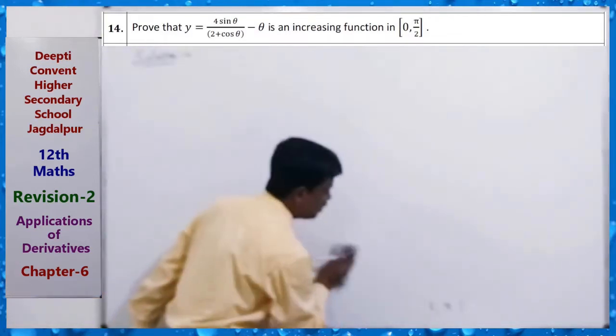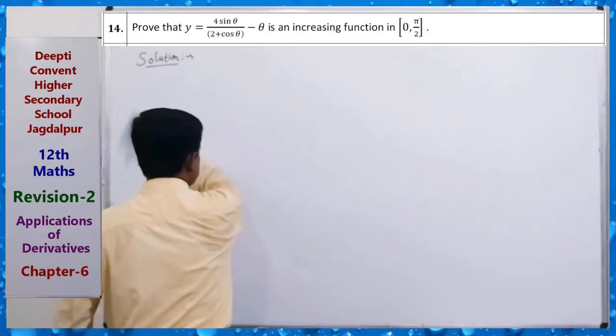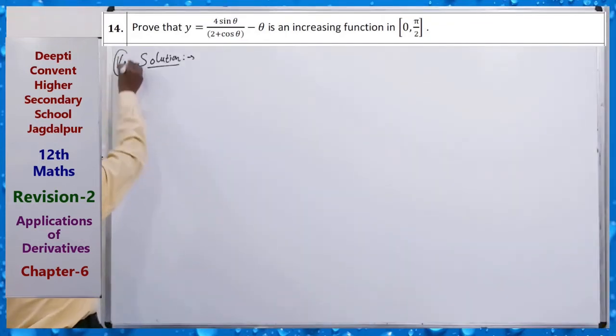Derivative is greater than or equal to 0. Positive. That should be a positive value. So take question 14. Solution of 14.